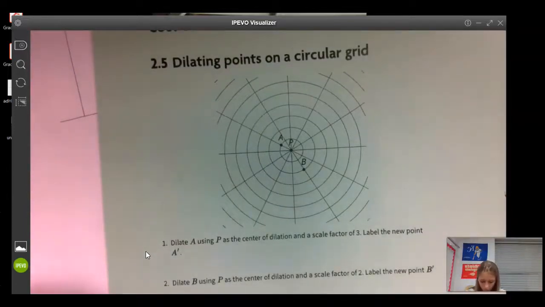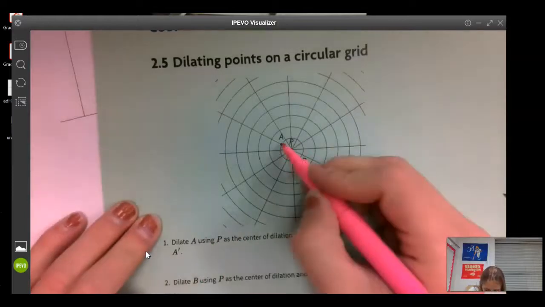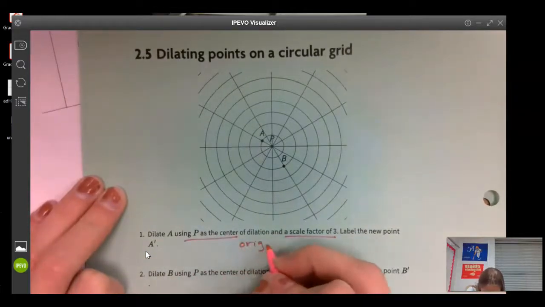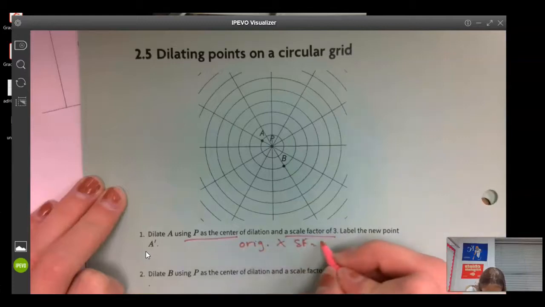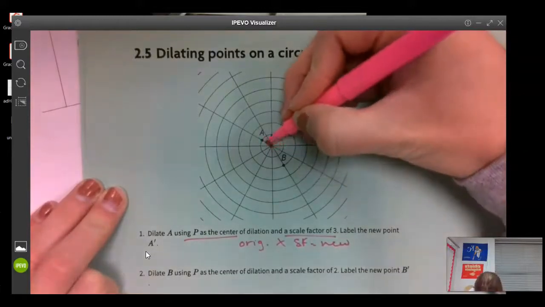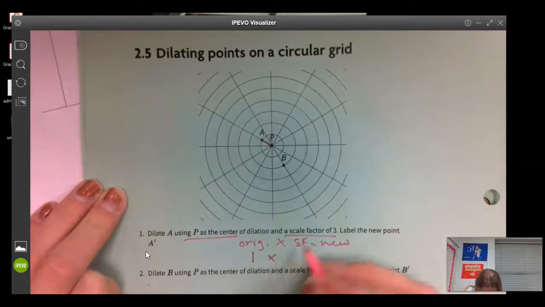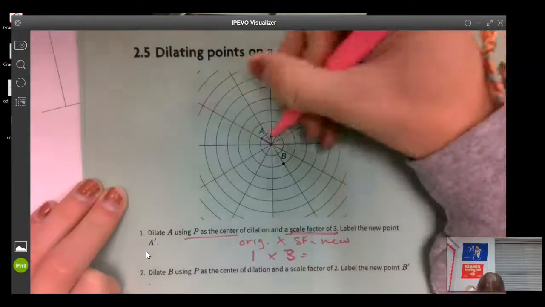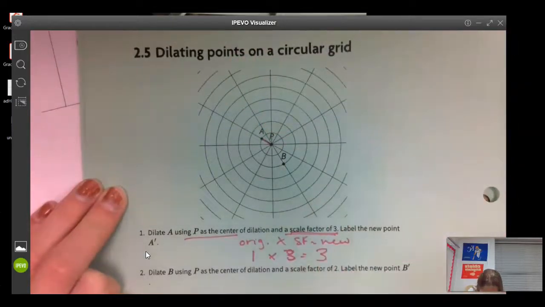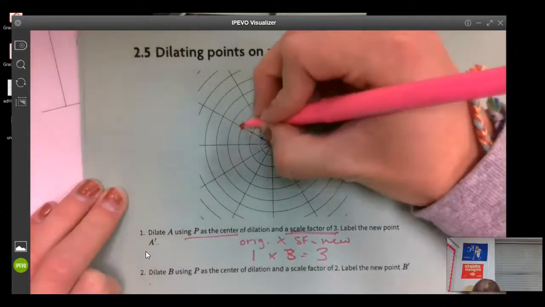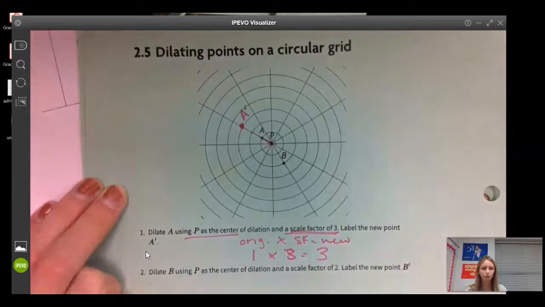It says using A, we're going to dilate A, which is right here. We're going to use P as the center of dilation, and our scale factor is 3. So we're going to take original times scale factor to get new. We're going to start at our center. My original distance from P to A is 1. It gives me my scale factor, which is 3. So that means my new distance would be 3. So we're going to start at our center again and go 1, 2, 3. And that is where A prime would be.